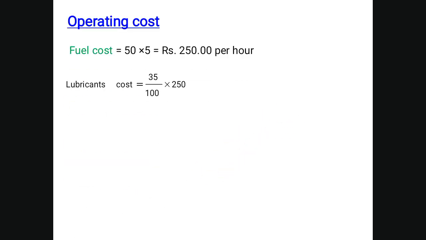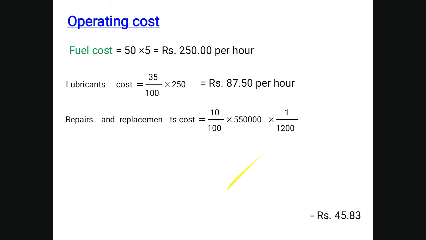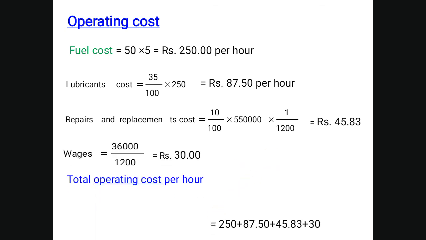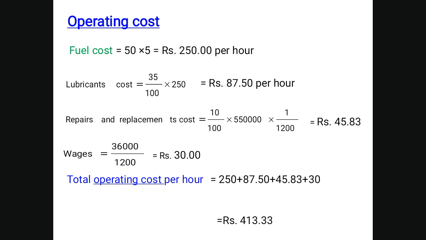Now the operating cost. The fuel cost is given, then we calculate the lubricant cost, 35% of the fuel cost, then the repair and replacement cost, then wages, and the total operating cost we get is 413.33.